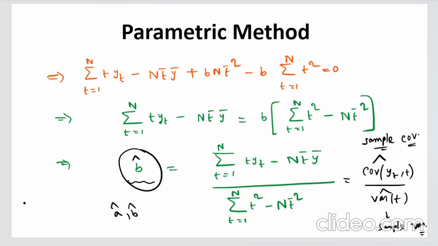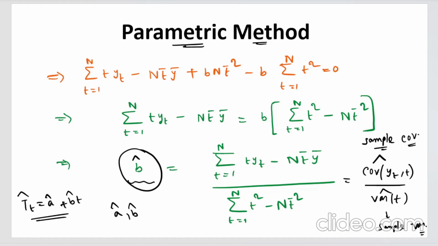And once you have a cap and b cap, what will be the trend? The trend will be a cap plus b cap t, right? So you know this value, you know this value. If you vary the time period one by one, you will have the estimated trend. And in this way, this is the first method, or the parametric approach, of trend estimation.